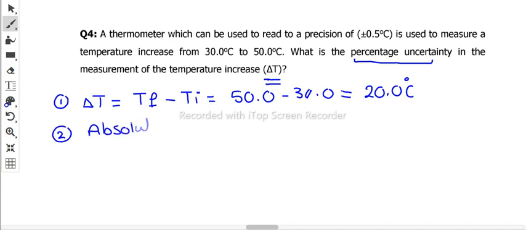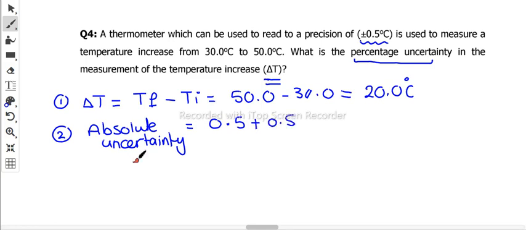Since we subtract two values, for the absolute uncertainty in the case of subtraction or addition, we take the plus minus and we add. So plus 0.5. Since the first T final is plus minus half, and the second is plus minus half, this is a 1 as a plus minus.